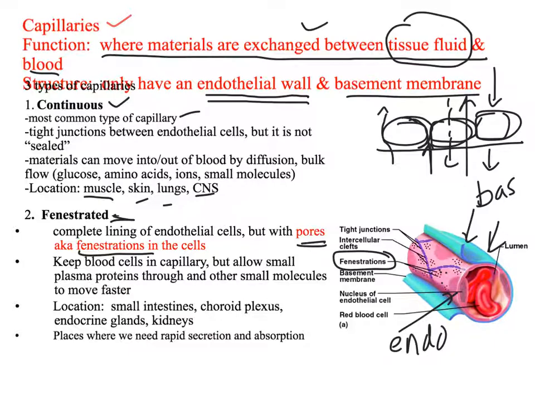They still keep blood cells in, so only small things can go through, but because of those little holes, things move faster. We find them where we need rapid secretion and absorption, where we need things to move fast: the small intestines, the choroid plexus in your brain where the cerebrospinal fluid is formed, the kidneys, and the endocrine glands. It's basically the same things moving through, but faster because there are holes there, called fenestrations.